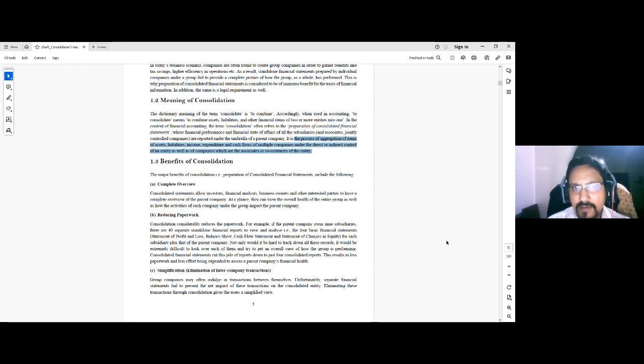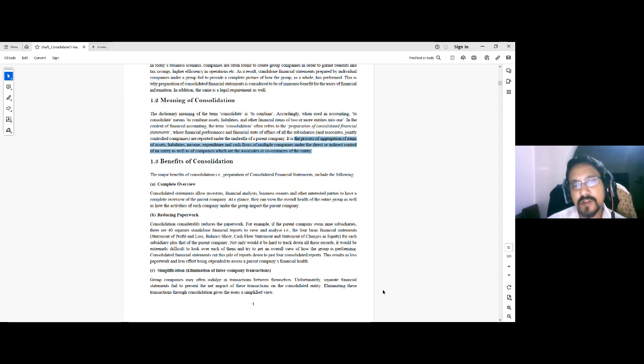company, and to prepare one single statement of PL, one single balance sheet, one single cash flow statement, and one single statement showing changes in equity, that will help the investor to understand the complete overview in a better way with reduced paperwork. Analyzing the 40 financial statements will no longer be required. In that way also consolidation helps.